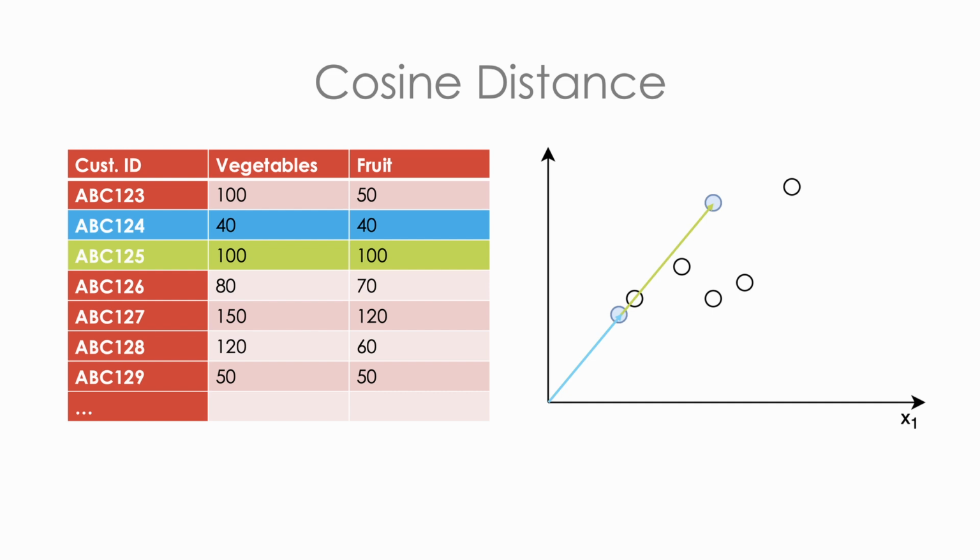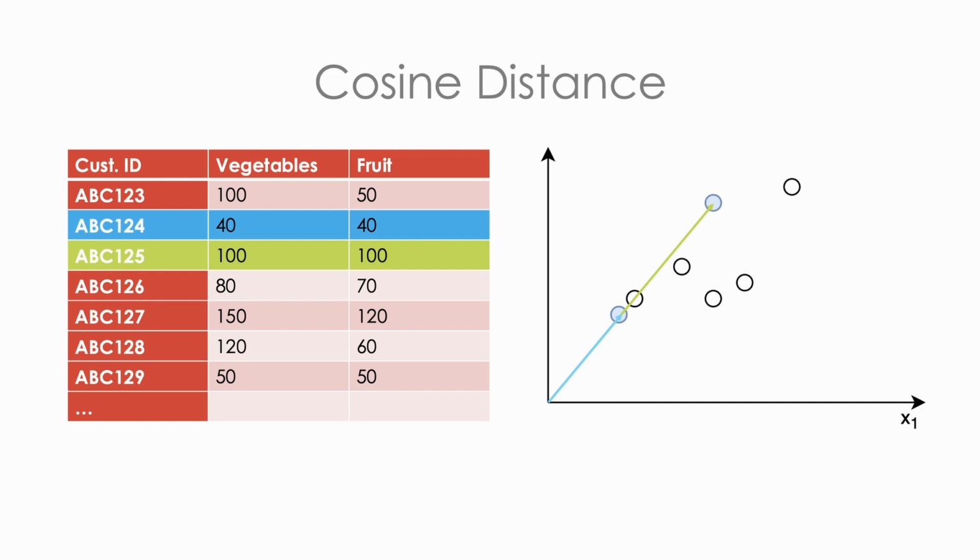Consider this. Customer 125 might be a parent with 3 children, while customer 124 could be part of a household without kids. The larger amount spent by customer 125 might simply reflect the need to buy more food, but the spending pattern, the ratio between vegetables and fruit, remains the same.